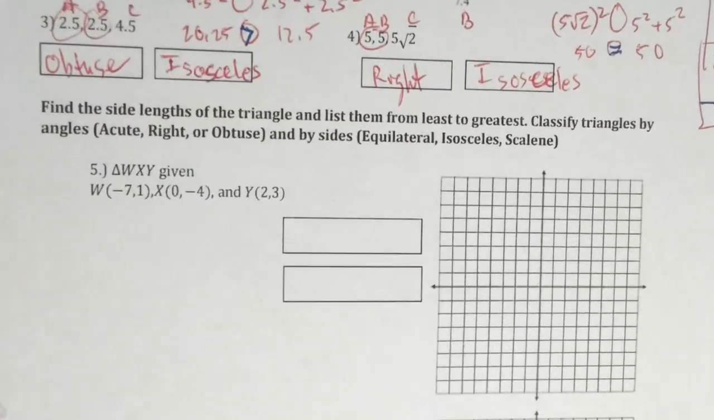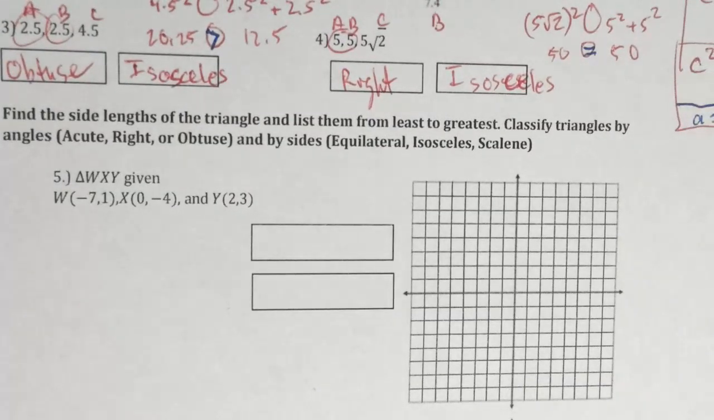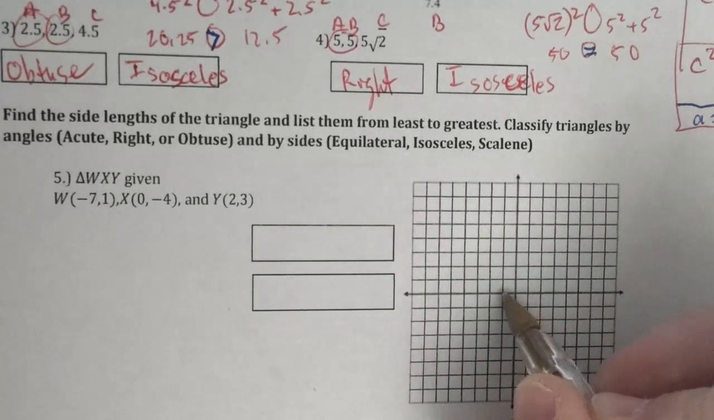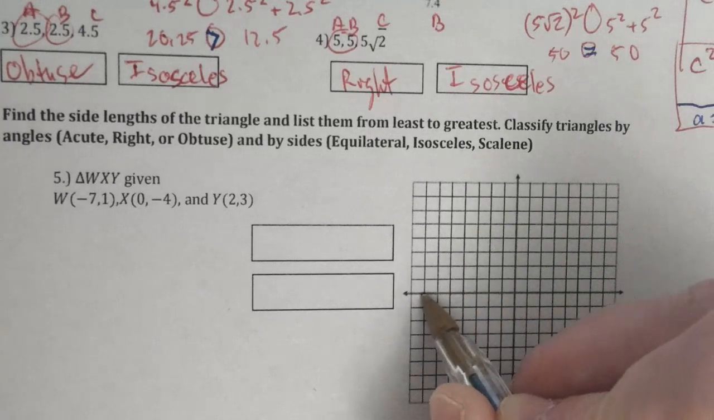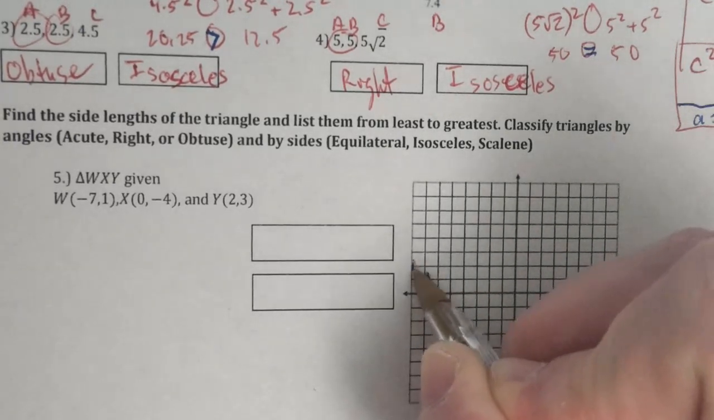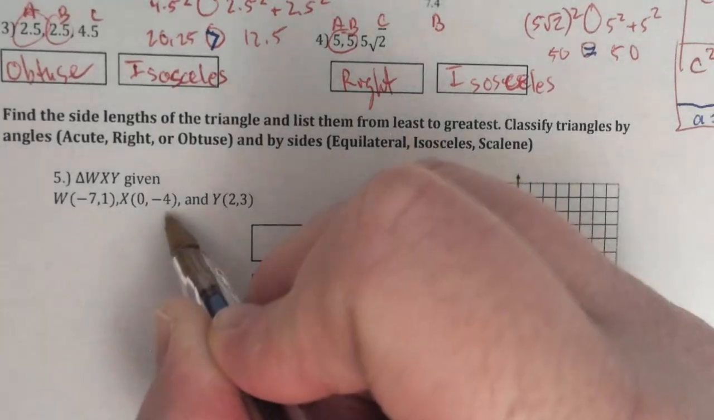So over here, the first thing we're going to do is plot this. I'm going to do some blue. All right, we have -7, 1, 2, 3, 4, 5, 6, 7, +1. And then that right there is W. And we have 0, -4.